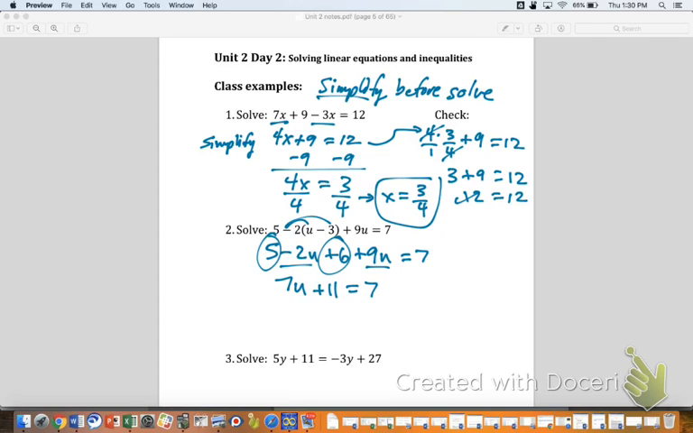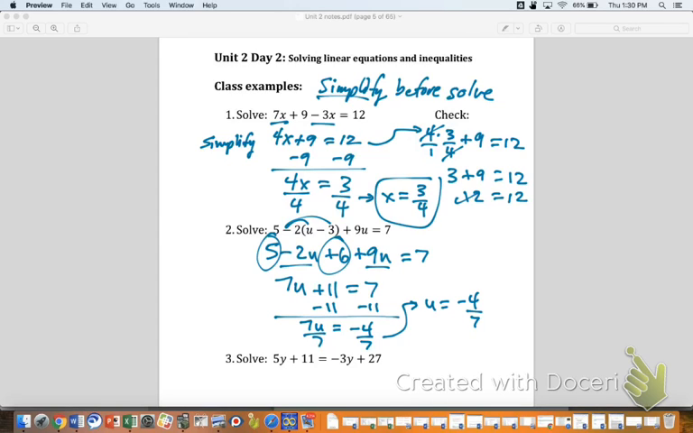All right, so Nick, at this point, what do I need to do? I got to get rid of the 7 and the 11 because I want the u by itself. What do you think we should do first? Subtract 11. Agreed. So I subtract 11 from both sides. This gives me 7u equals negative 4. And then Jaden, what would I do to finish this one off? Divide by 7. That's right. So I divide by 7 on both sides. u is equal to negative 4/7.